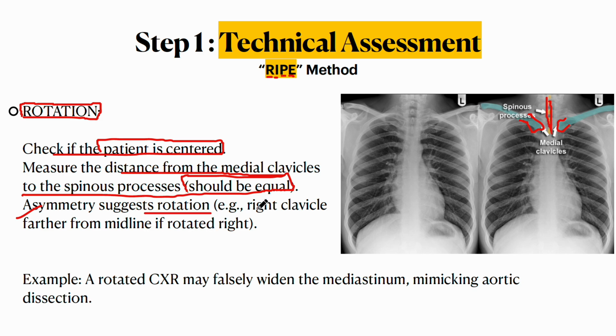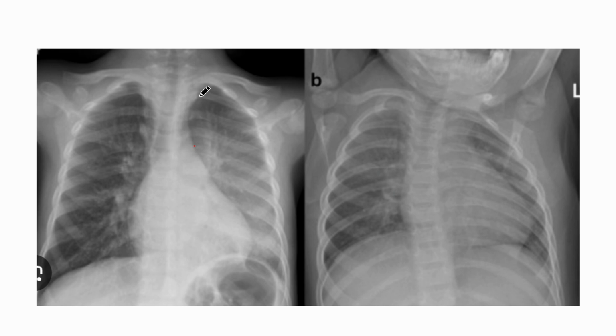For example, the right clavicle is farther from the midline if it is rotated right. That is actually what happens in a rotated chest x-ray. And a rotated chest x-ray may falsely widen the mediastinum, mimicking aortic dissection. This is an example case. So a rotated chest x-ray is not an ideal chest x-ray. We have to look for that, right? So there is an example.